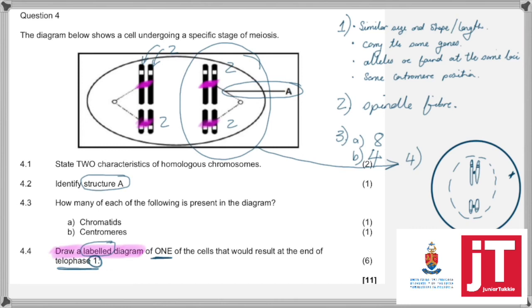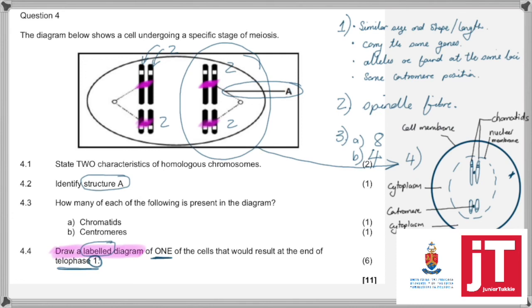Now it says draw a labeled diagram. So there I've drawn my diagram, and now we have to label this. It's my responsibility not to forget the other part of this question, where we now have to label. There I can label my chromatids as part of a chromosome. I can label my nuclear membrane that is reappearing, the cytoplasm, the centromere, and the cell membrane.